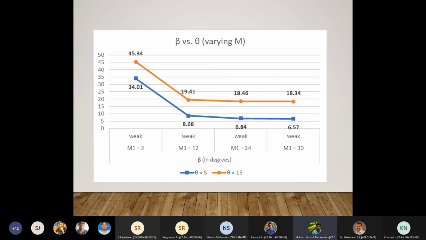For theta equal to 5 degrees, in the hypersonic condition we got the exact beta value as 6, and we can see the blue line which will go to 6 linearly at very high Mach numbers.